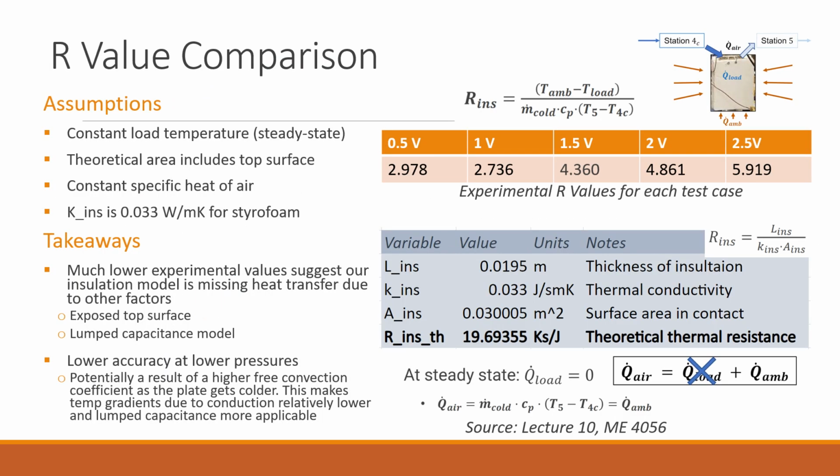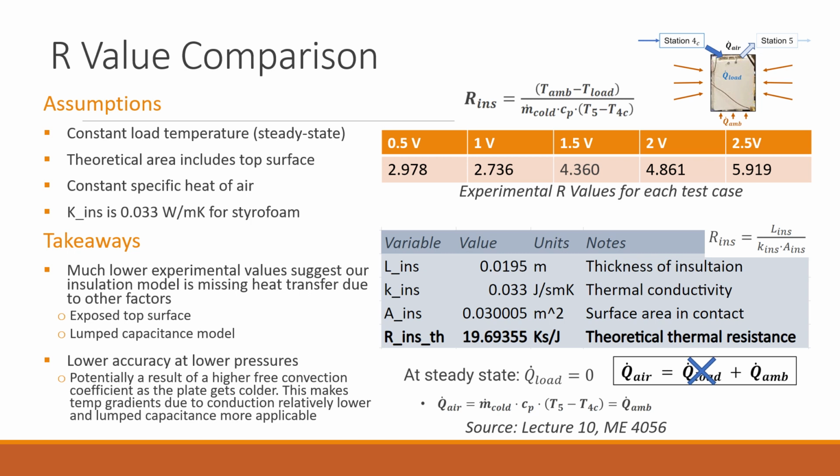One of the goals of this experiment is to characterize the R value for our insulation experimentally and theoretically. Theoretically, we can calculate the thickness of the insulation, the contact area of the insulation, and the thermal conductivity of the insulation to get our insulation value, and that comes out to be about 19.7 Kelvin seconds per joule.